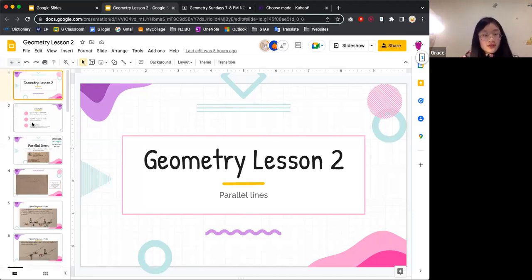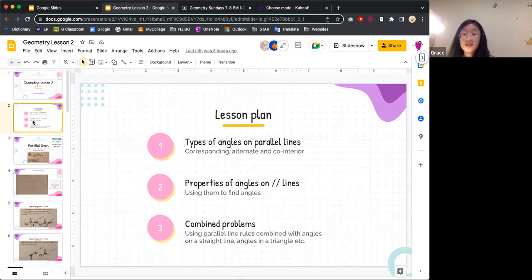So we'll start off today by going through parallel lines, what they are, and the types of angles that you can find on them. Then we'll go through the properties of these angles and how you can use them to help you solve problems. And then we'll do some combined problems. So remember how we did angles on a line, angles in a triangle last week? This week, we're just going to be combining parallel lines and triangles and things together. So hopefully it'll be a bit more challenging.